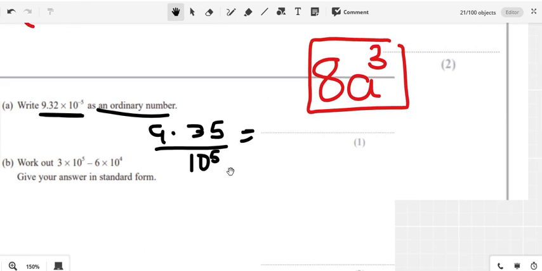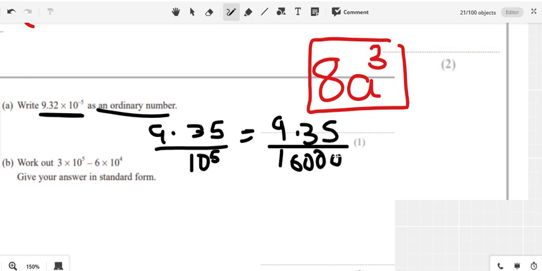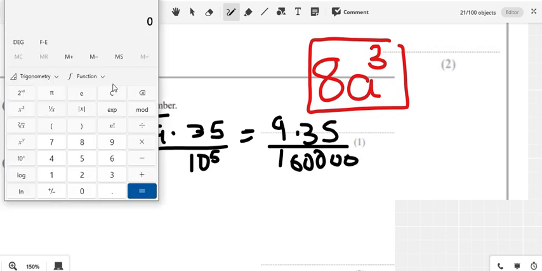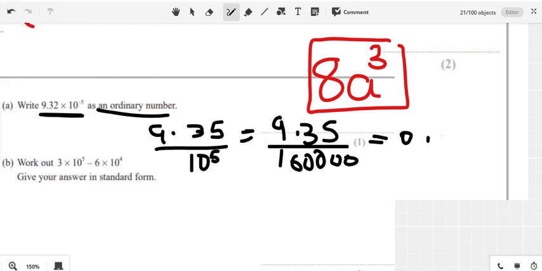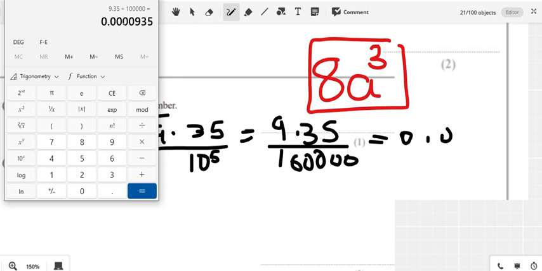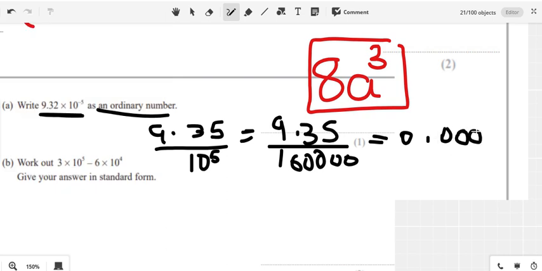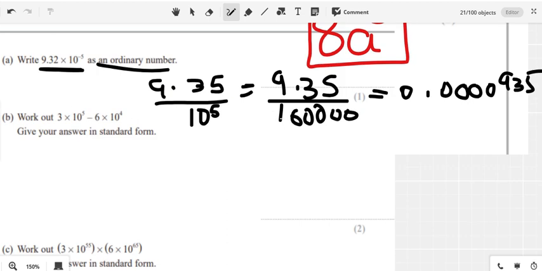So 9.35 divided by 10 power 5 means that we'll write 5 zeros. So 9.35 divided by 1, 2, 3, 4, and 5 zeros. If we divide it, it's 0.000935. How many zeros are there? 1, 2, 3, 4, and then 9, 3, and 5. That's the answer of it.